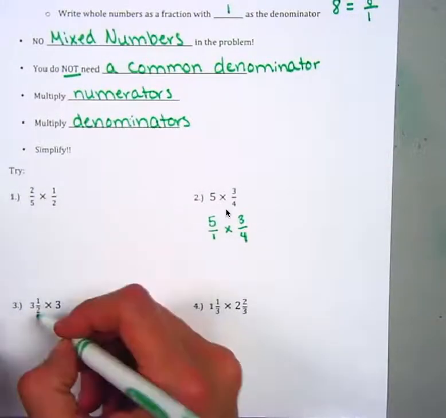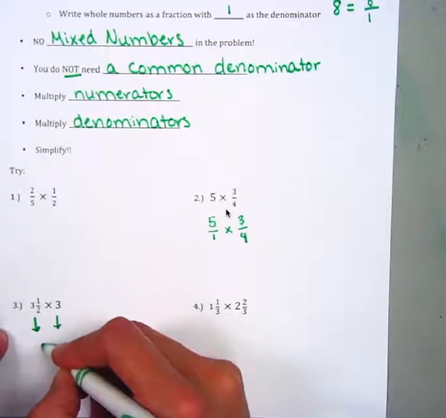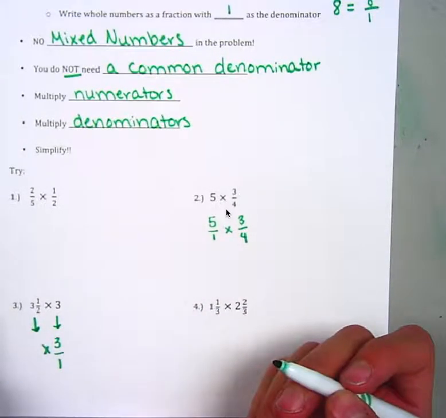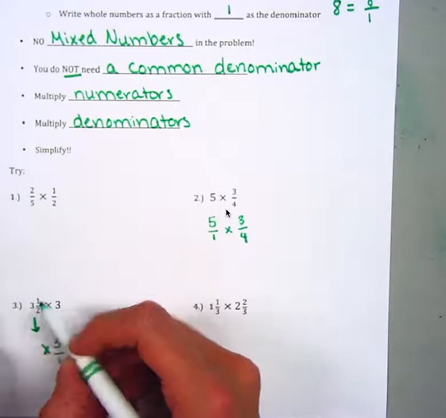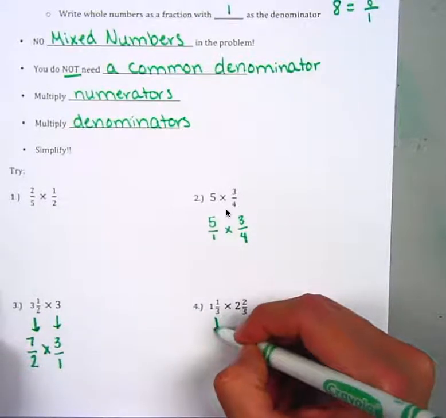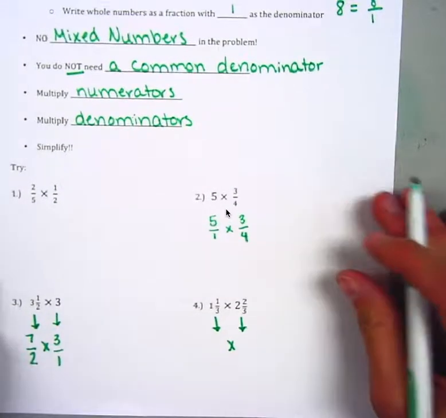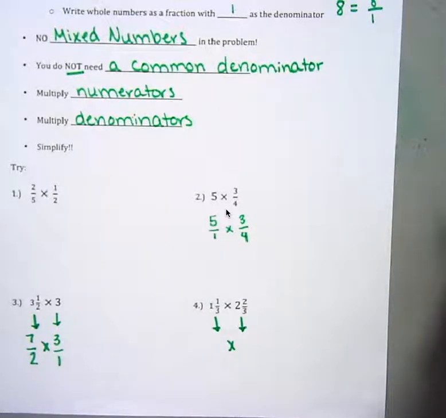Number 3, I see a mixed number that I know I'm going to have to write as a fraction, and times 3/1. So 2 times 3 is 6, plus 1 is 7, so that's 7/2. And then for number 4, you have 2 mixed numbers that you're going to need to rewrite as improper fractions before you multiply. Go ahead and pause the video, try those 4 problems on your own. When you've got them fully simplified, meaning mixed numbers, we've checked our numerators and denominators to make sure they don't have any common factors, then you can restart the video and check your answers.